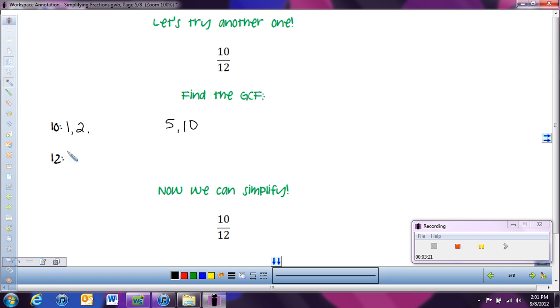So then we can go on to 12. 12 divided by 1 is 12. 12 divided by 2 is 6. 12 divided by 3 is 4. And then next would be 12 divided by 4. So we've met in the middle. We have all of our factors. So now we can look at our list and see that the greatest common factor between 10 and 12 is 2. So now we can simplify. We can divide 10 by 2 and divide 12 by 2 and come up with 5/6. So 10/12 in simplest form would be 5/6.